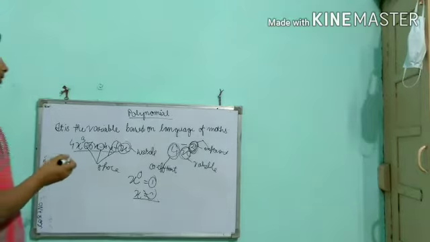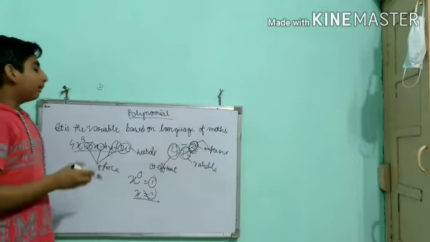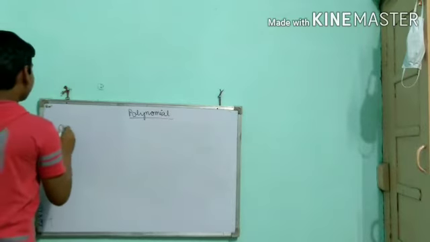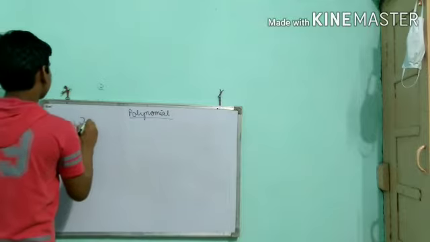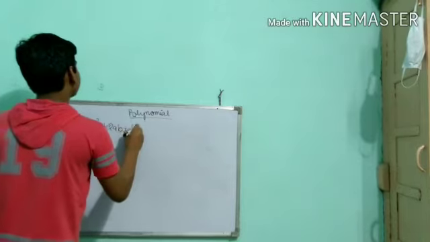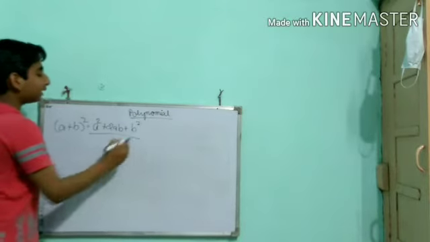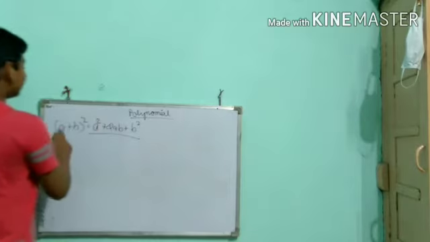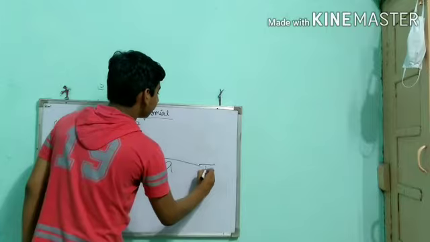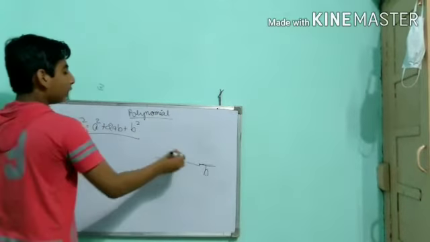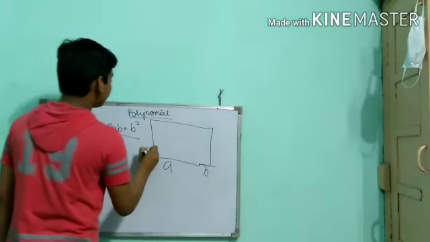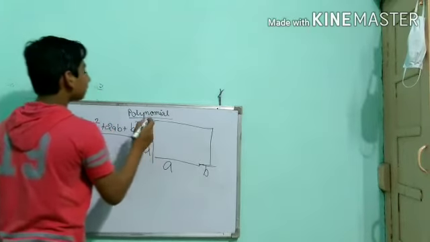And these polynomials can also be expressed with an example. If we take (a plus b) whole square, it is equal to a square plus 2ab plus b square. So how could we represent it as a diagram? Yes, this is (a plus b) whole square. We take a side a, then add b to it. Now we have to make a square, so this side will also be a plus b.